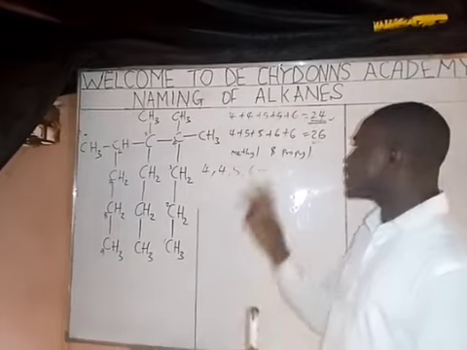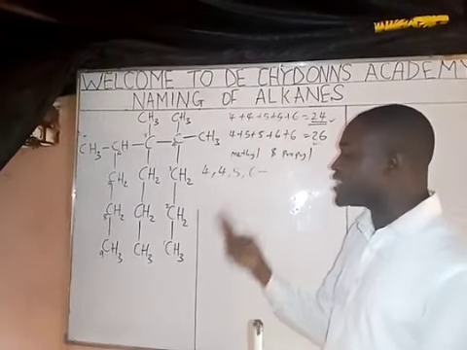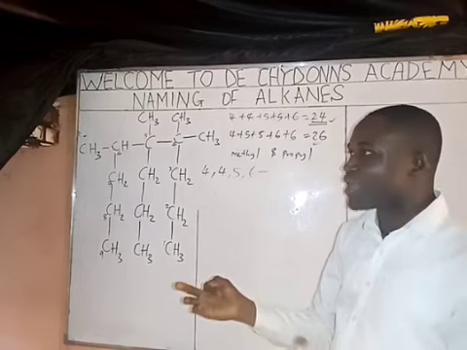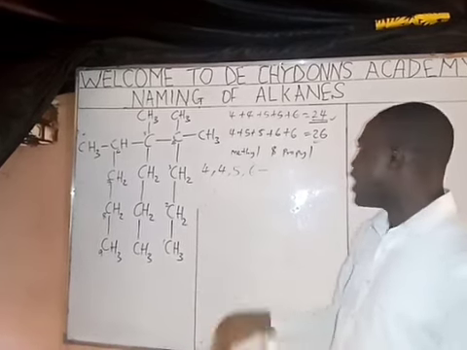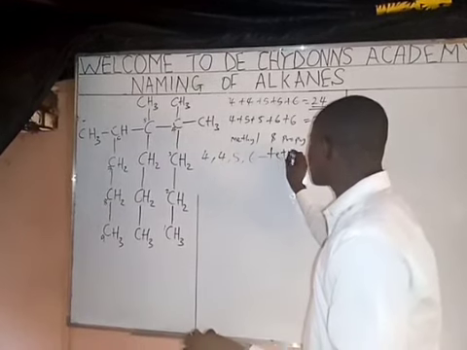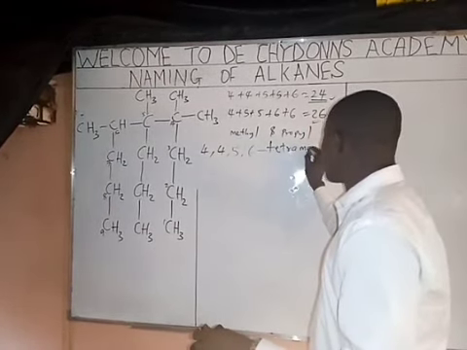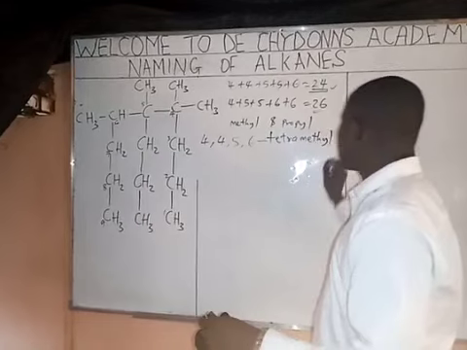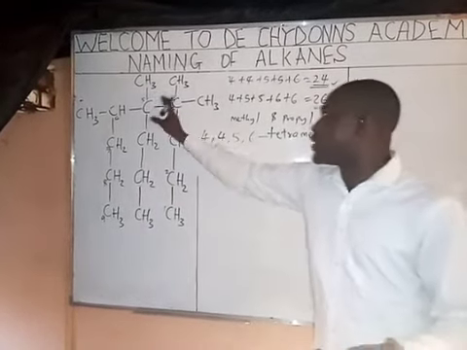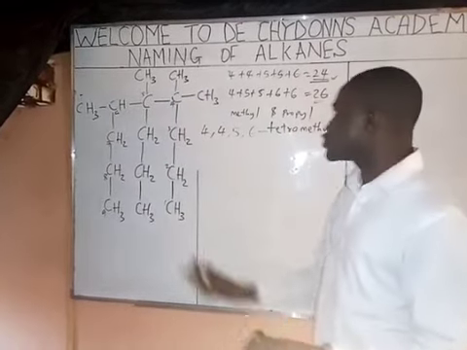When it is 1, you say mono. When it is 2, we say di. When it is 3, we say tri. When it is 4, we say tetra. When it is 5, you say penta, and so on. So because it is 4, you say tetramethyl. Tetramethyl means that you have 4 methyl groups in this structure as substituents.